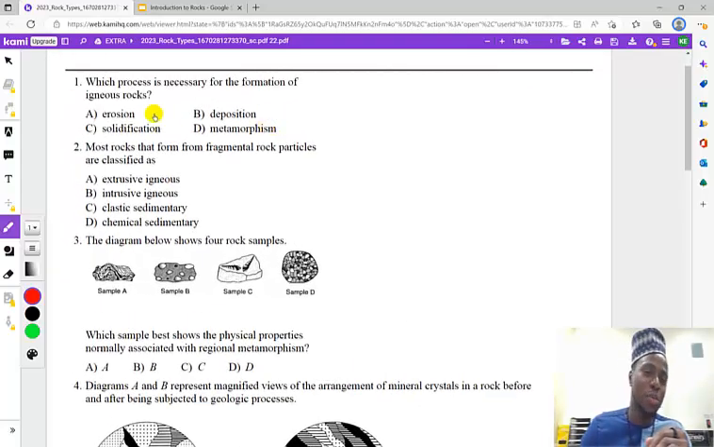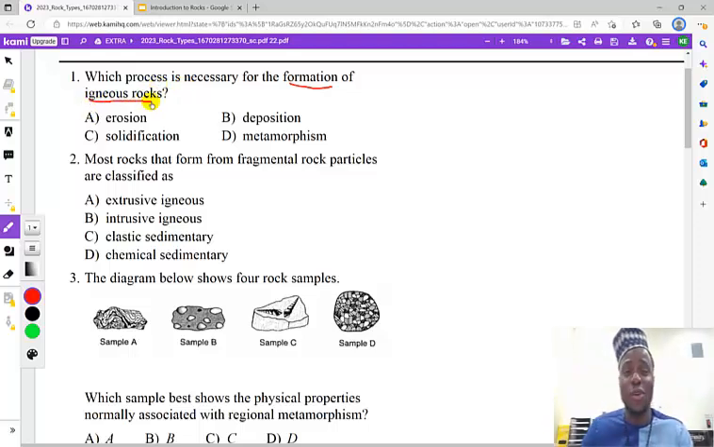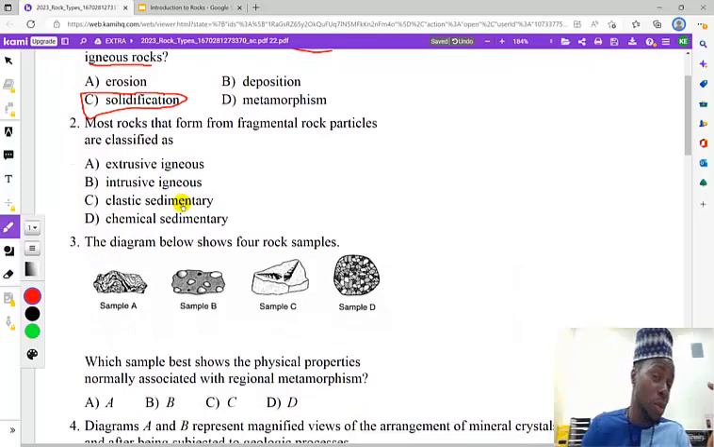All right, let's look at question number 1 here. Question number 1 says, which process is necessary for the formation of igneous rock? If there's anything we know about igneous rock, it is that igneous rock forms from the cooling and solidification of magma. So our best answer here would be solidification, right there. Option number C.